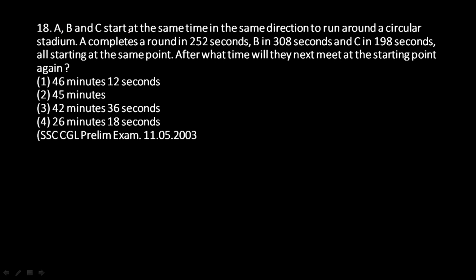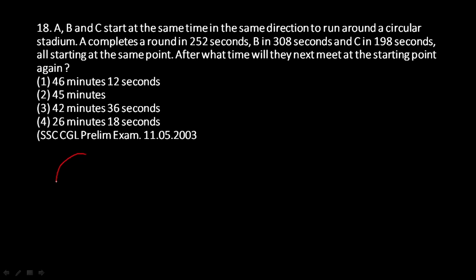A, B and C start at the same time in the same direction to run around a circular stadium. A completes a round in 252 seconds, B in 308 seconds and C in 198 seconds, all starting at the same point. After what time will they next meet at the starting point again? So how do you solve it?